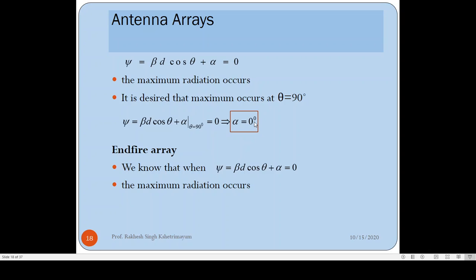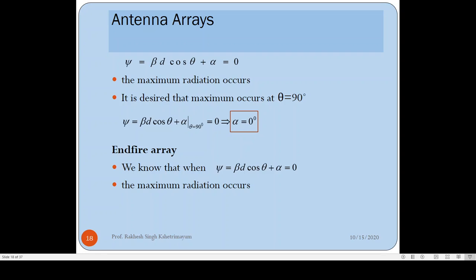If I want to have a broadside radiation pattern, the phase shift I am giving to each Hertz dipole should be equal to 0. There should not be any phase shift. All the Hertz dipoles should be supplied with the same phase. Then I will have a maximum radiation along the broadside direction.